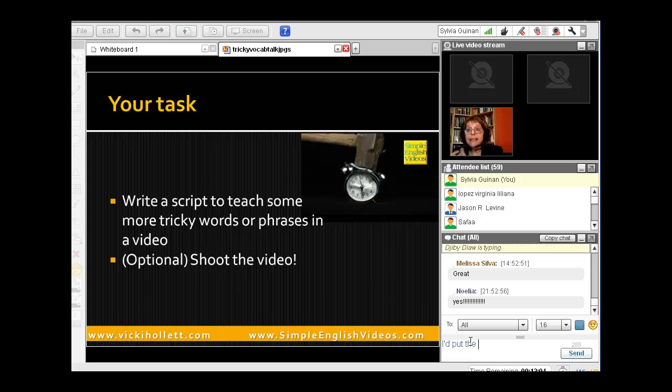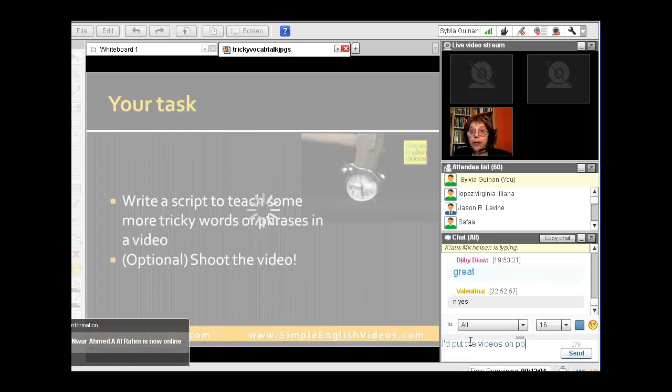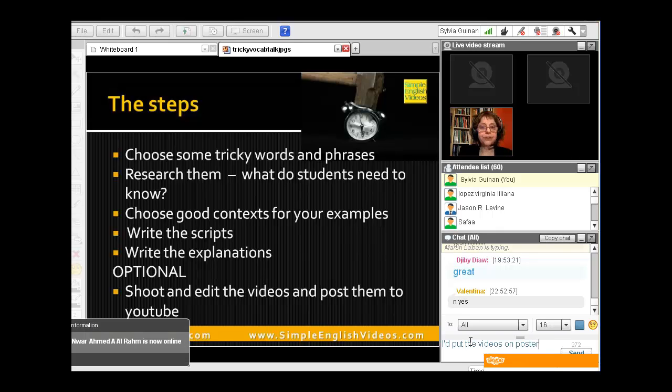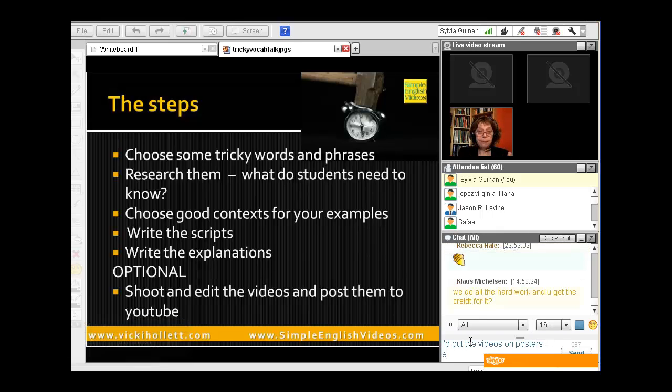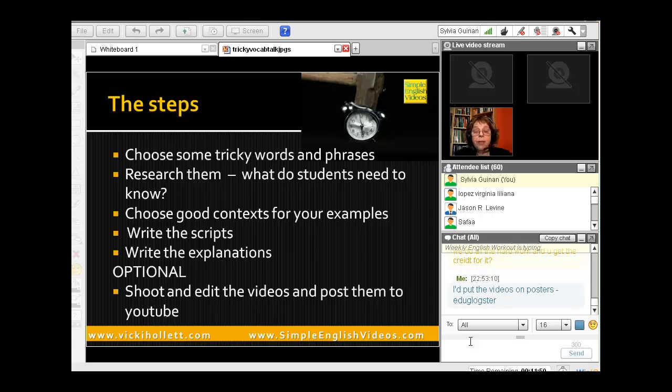You've got to choose some tricky words and phrases first. So choose words that you know your students have problems with. Don't make it a big language point. Don't try to teach the present perfect or something like that. It's not going to work. You can't do that in 2 minutes. I know, I've tried. Can't do it.